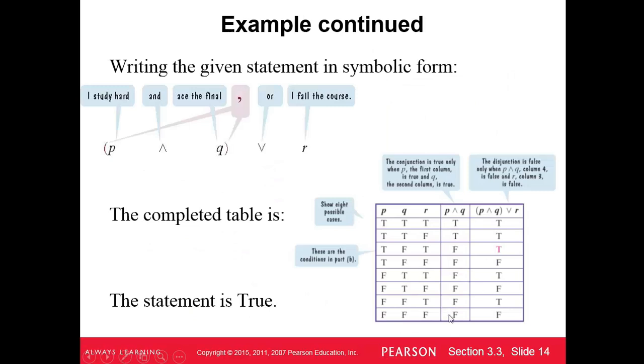We then compare that column with R, but we use an OR. So as long as we have one true, the answer is true. True, true, true, false, true, false, true, false. So again, the OR is less restrictive. As long as you have one true, your answer is true.